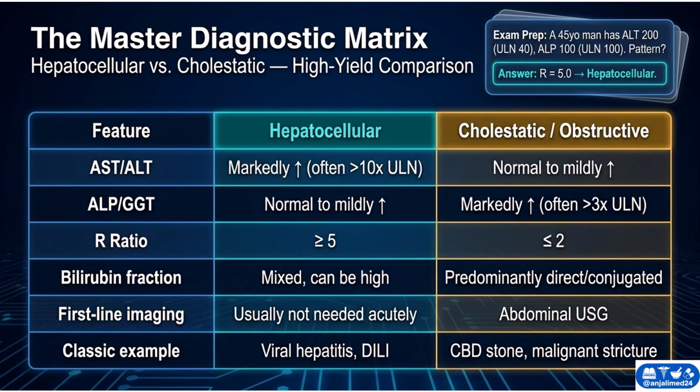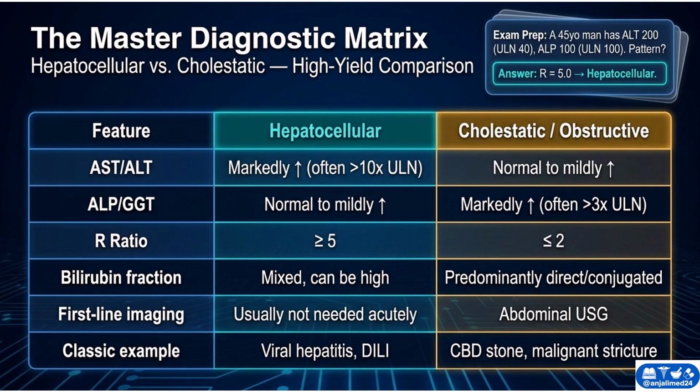The first imaging test should always be an abdominal ultrasound to identify the bile duct dilation, gallstones, or obstructing masses. Common causes include common bile duct stones, malignant biliary obstruction, and primary biliary disorders.